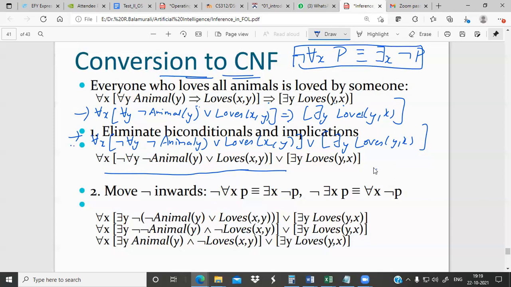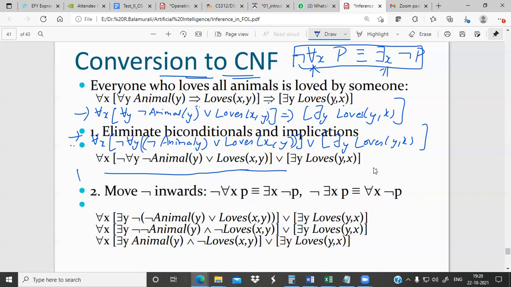By this rule, we are converting this for all to there exists. This part, the not for all y, is connected to this part: not animal of y, or loves of x comma y. Here we are going to apply this rule.